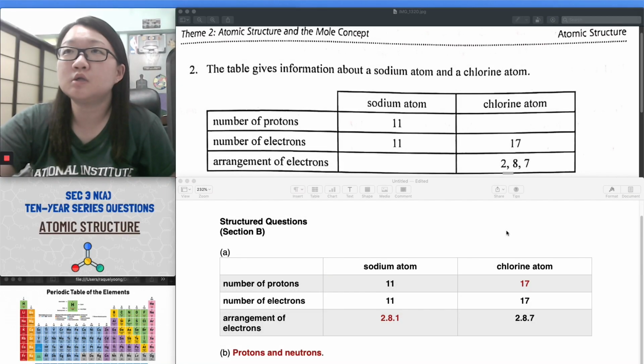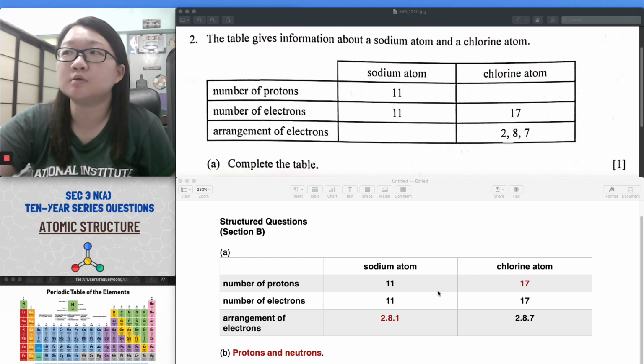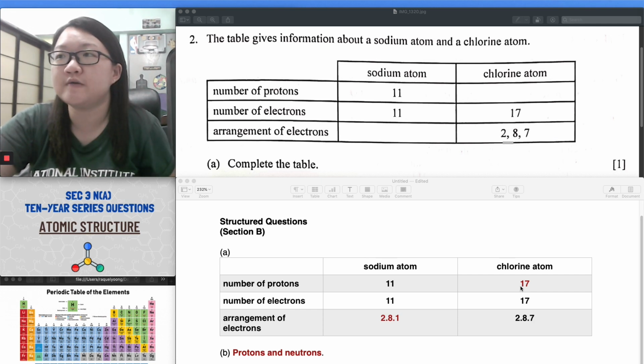Question 2. The table gives information about a sodium atom and a chlorine atom. Part A asks you to complete the table. So this one again is very easy. You have to refer to the periodic table, right? So chlorine, the number of protons is 17. Then what else do we need to fill?